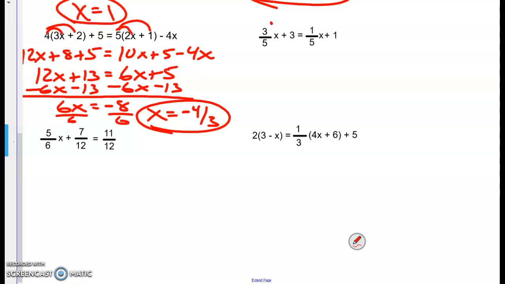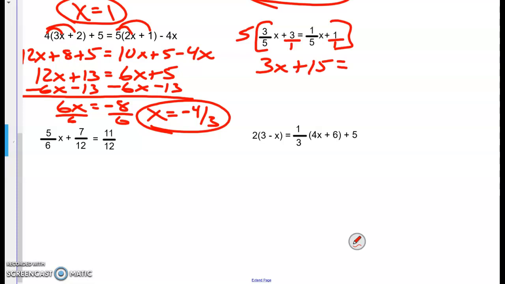When you have a fraction, I'm a big fan of getting rid of the fraction. I'm going to multiply the entire thing by the common denominator. So the common denominator, or the least common multiple of the denominators, is 5. 5 and 1 both go into 5. And it goes 5 divided by 5 is 1 times 3 is 3x. 5 divided by 1 is 5 times 3 is 15.